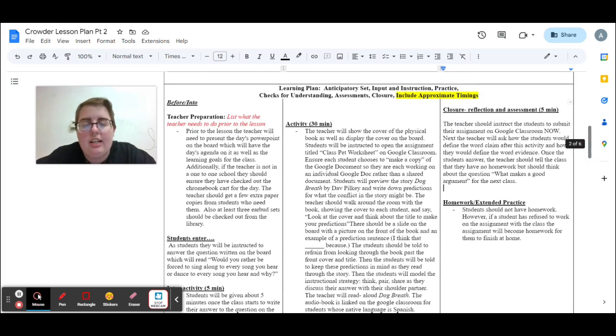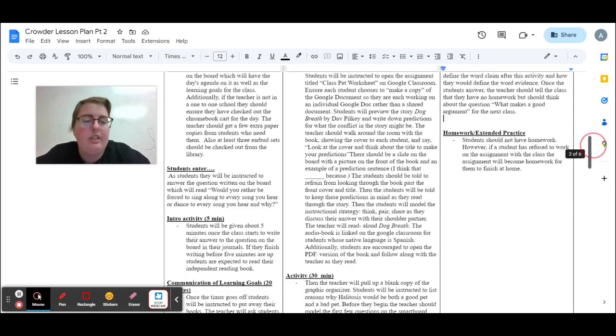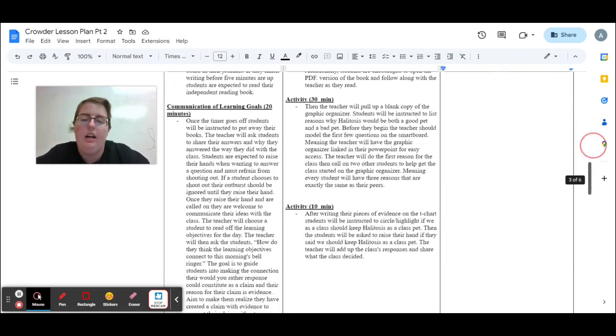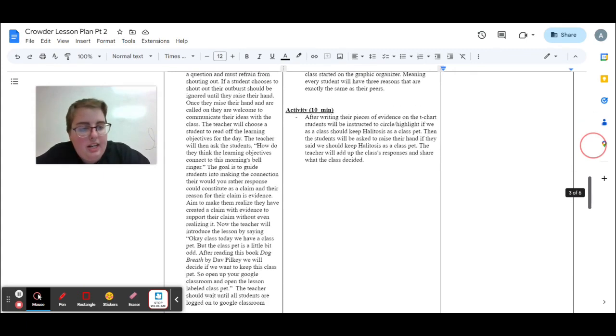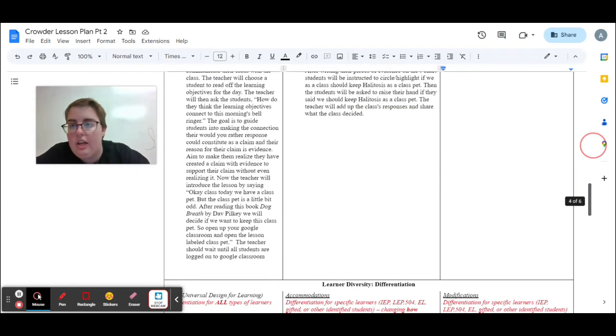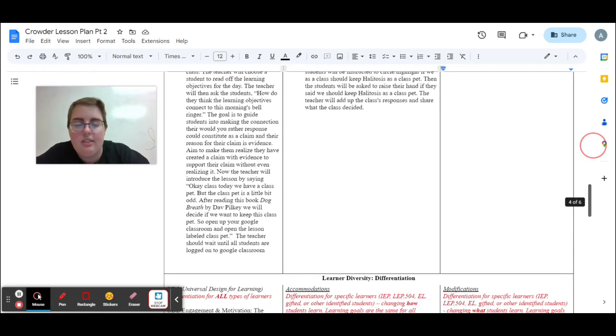I will ask at the end of class, what makes a good argument? That leads into our next class, where we'll talk about arguing and the right way and the wrong way to argue. And then active experimentation is their graphic organizer. They're trying their best, even though it might not be the most correct. They're trying something new and doing their best to succeed.